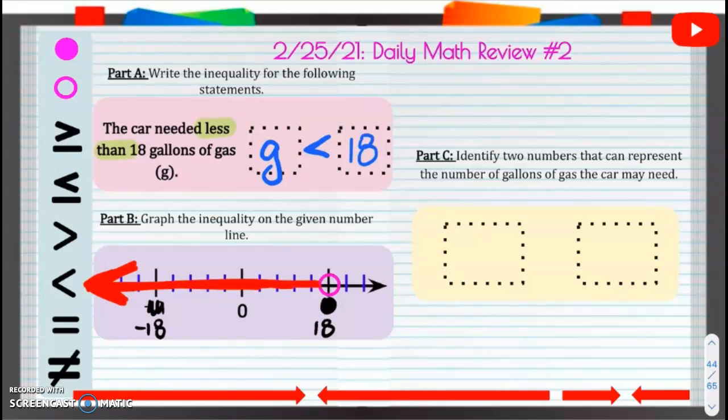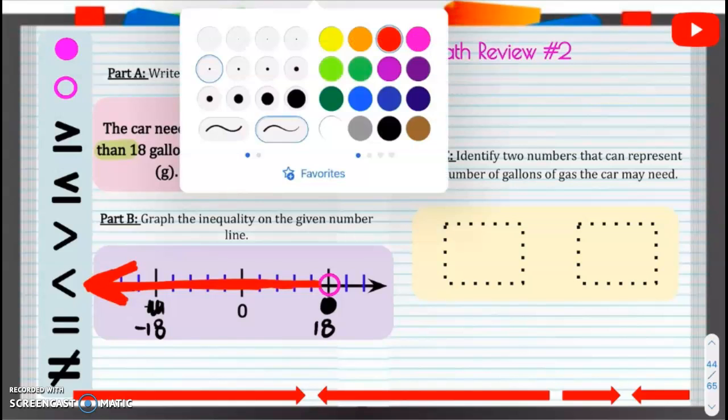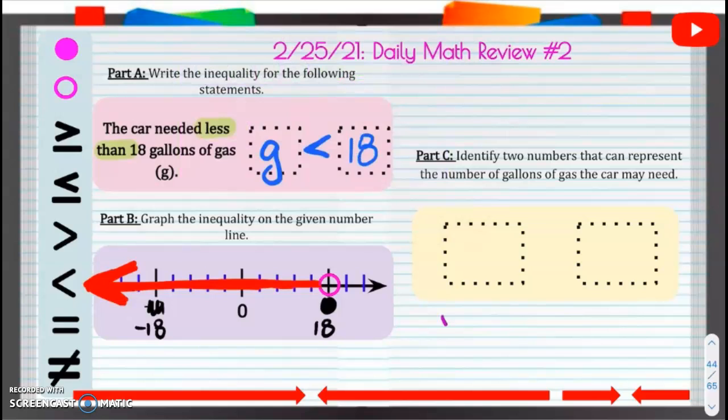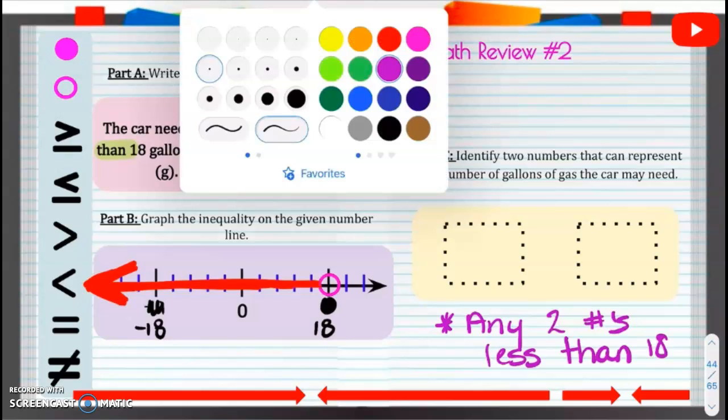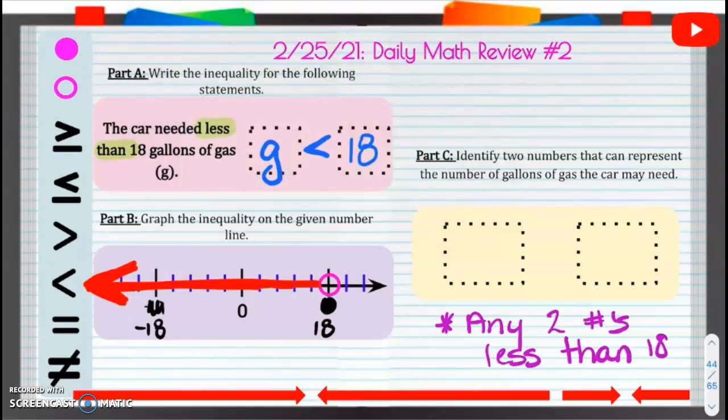Oh, yeah. All right. Now, we're going to identify or just name two numbers that can represent the number of gallons of gas the car might need. So, anything less than 18. Any two numbers less than 18. So, you can say, well, it could have 17 gallons. It could have 5 gallons. I don't know. It could have anything like that.